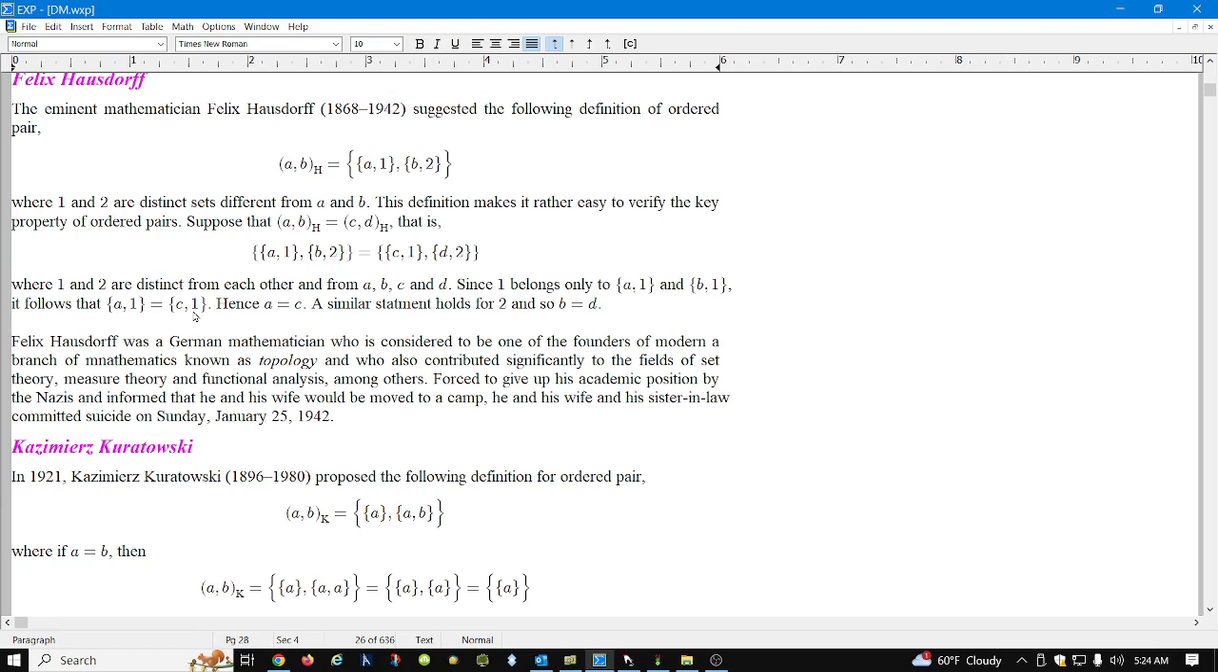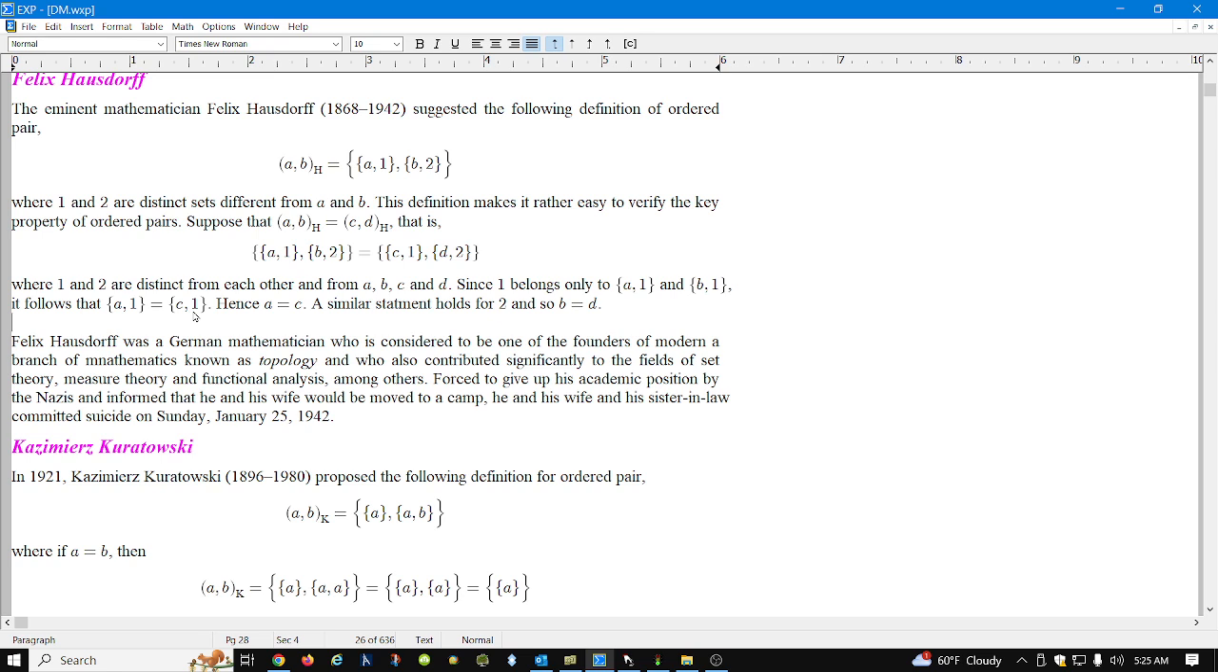Hausdorff was a German mathematician who's considered to be one of the founders of a modern field of mathematics called topology. It's a terrific, really interesting branch of mathematics, one I particularly like. I haven't taught a course in it since the 1980s, when I taught a graduate class in topology, but it's a really fun field. He also contributed significantly to the fields of set theory, measure theory, and functional analysis.